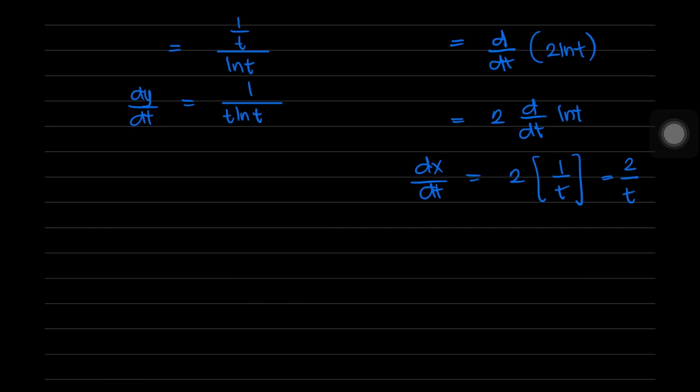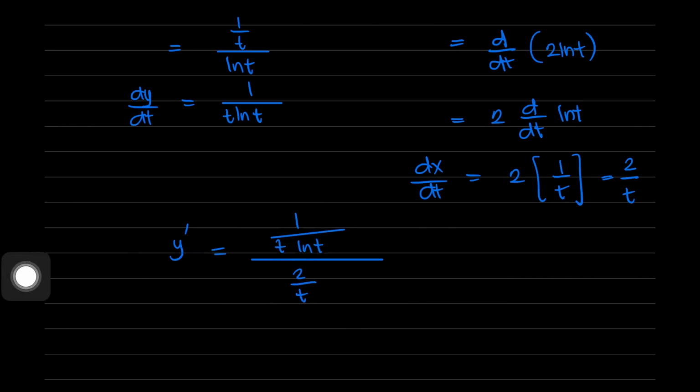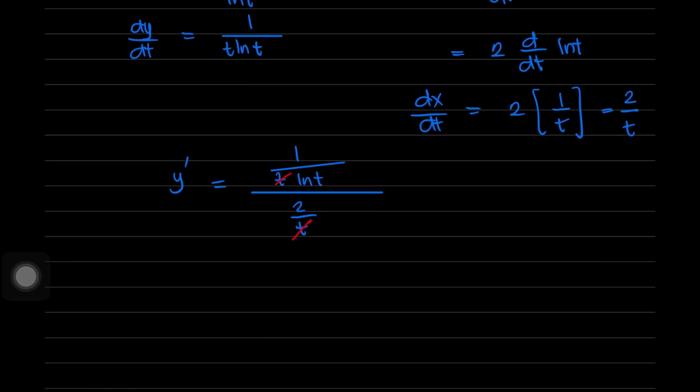So if we're going to apply the formula for y prime, this is now equal to 1 over t ln of t all over 2 over t, because this is dy over dt all over dx over dt. Now, t will cancel out with this t, and if we simplify this one, this is now equal to 1 all over 2 ln of t, or this is now y prime.